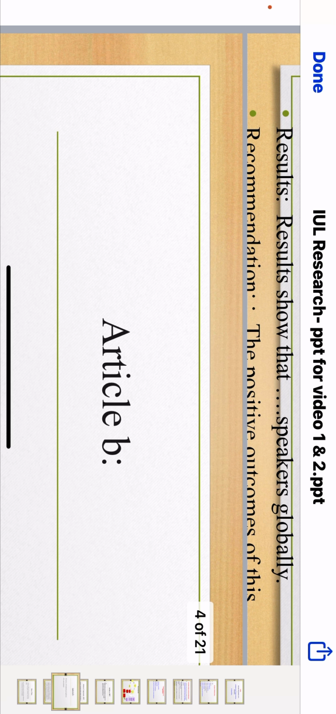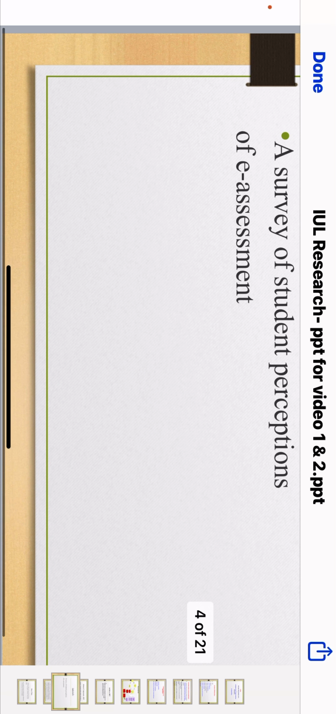Okay. Let's see. If we look at another one, the title says a survey of student perceptions of e-assessment. This is the title. Let's see what you can get out of it. So, we had students' perceptions. It means we asked the students about their perceptions. So the participants are students. Using a survey. So that was a data collection. What did we ask them about? E-assessment, electronic assessment. We wanted to know their views, what they think of e-assessment by filling a survey.